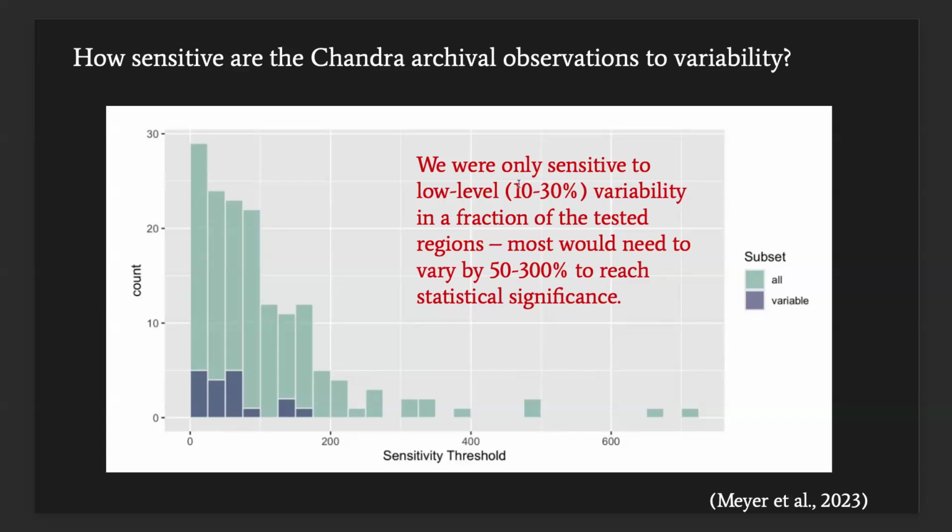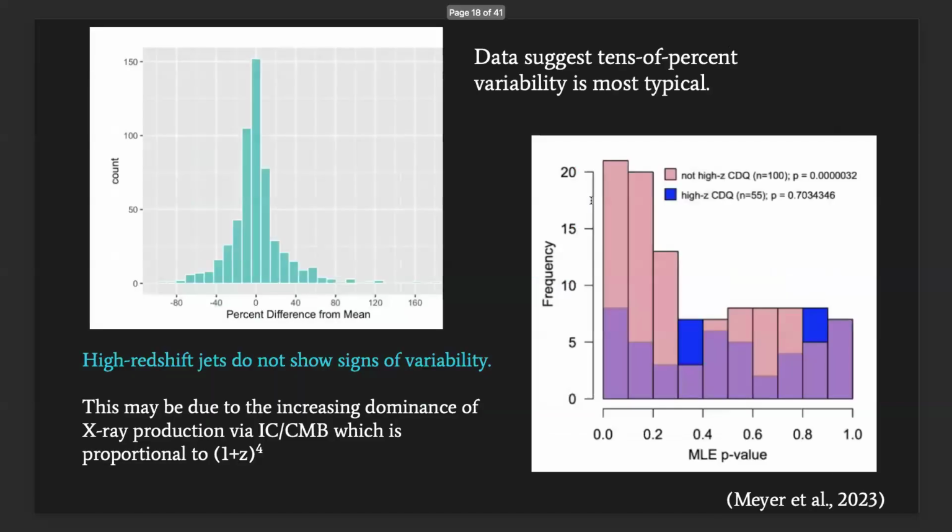And it turns out we did a lot of simulations to show we're only sensitive to variability if it's at 50 to 300%, for most of our observation sets, whereas our evidence was that most variability is more like 10 to 30%. So really dramatic flares like we saw in HST-1 of M87 are not very typical. More likely what we're seeing is some lower level variability. I also have to take into account, of course, that we're probably averaging some emitting regions together.